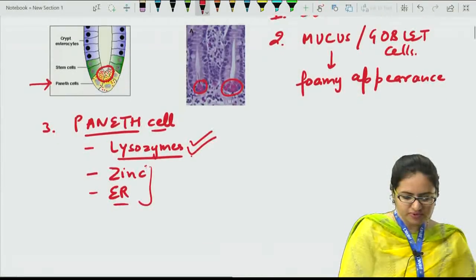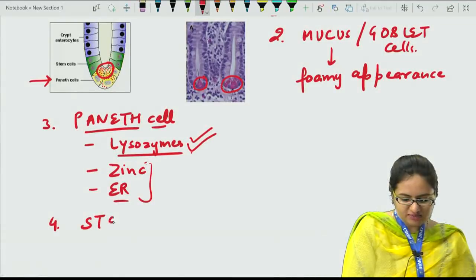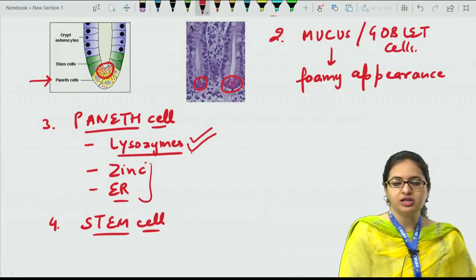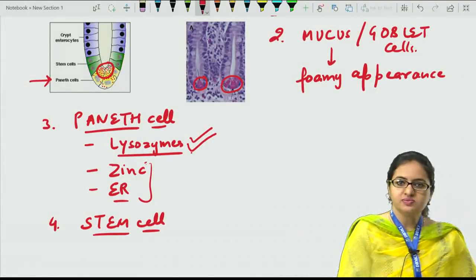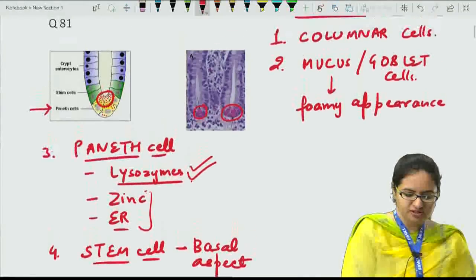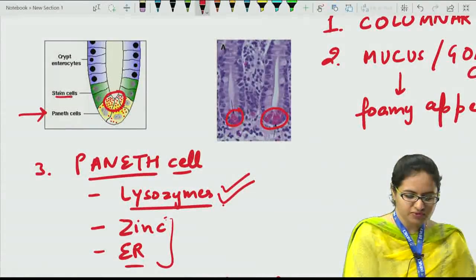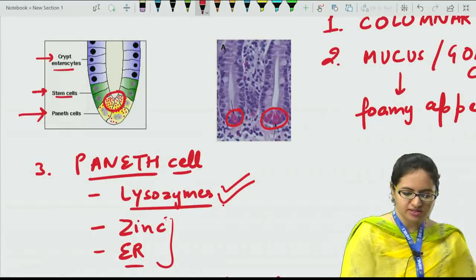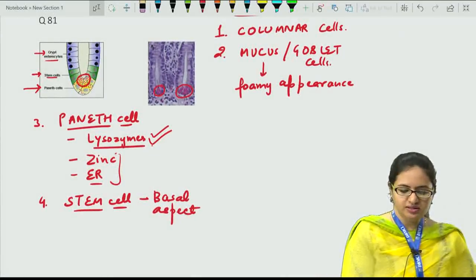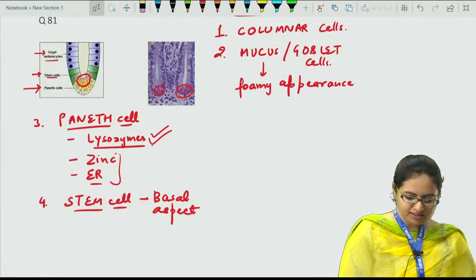The other type of cell which is present is the stem cell. The stem cell gives rise to multiple layers of the enterocytes, and this stem cell is also present towards the basal aspect of the gland. If we see this picture, these are the stem cells which are present over here towards the basal aspect of the gland, and the rest of these are the simple enterocytes or the columnar cells. So in this we have seen columnar cells, goblet cells, Paneth cells and stem cells.